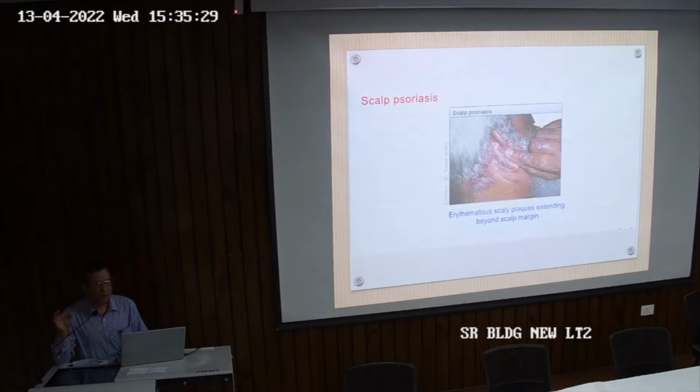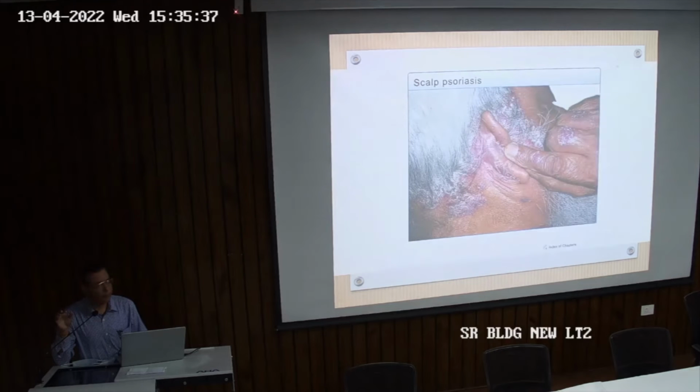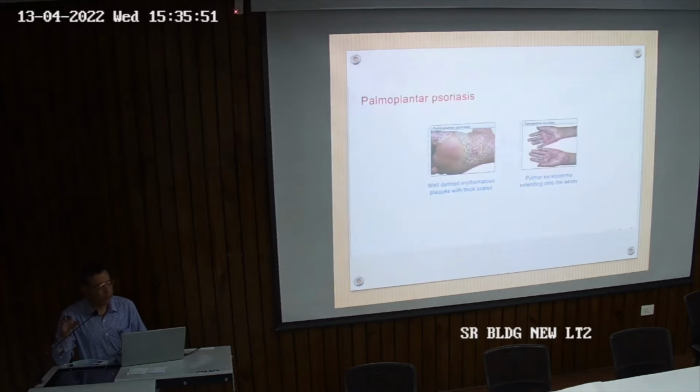Then this is scalp psoriasis. On the scalp, scaly plaques are there. Then they may affect the retroauricular region also. So these are typical scaly plaques which are erythematous, well defined, and silvery white scaling is there. So all these three things are so important, and the presenting site is very important.